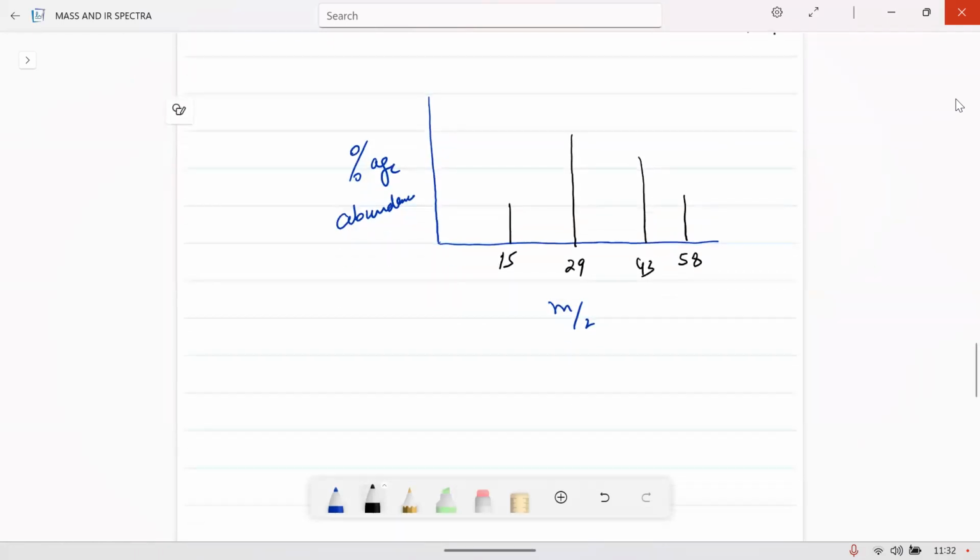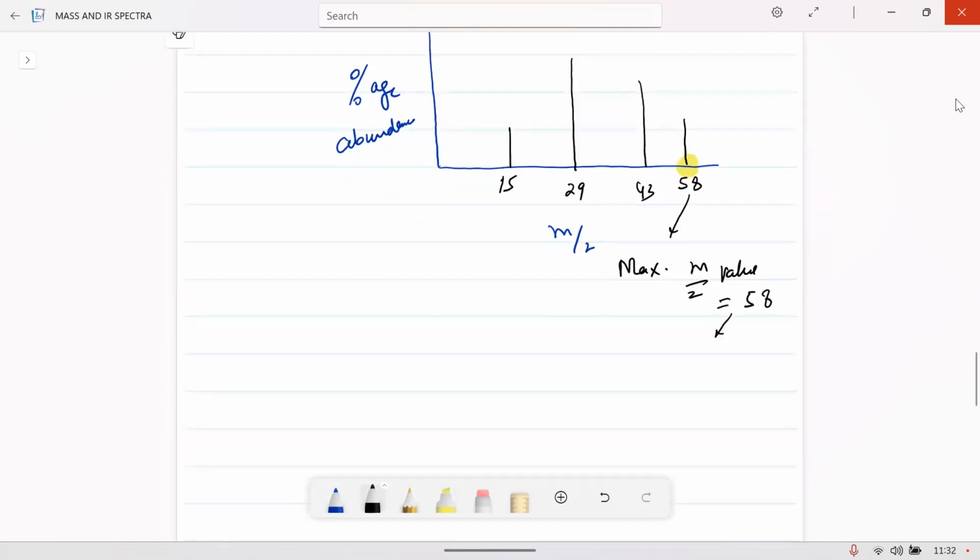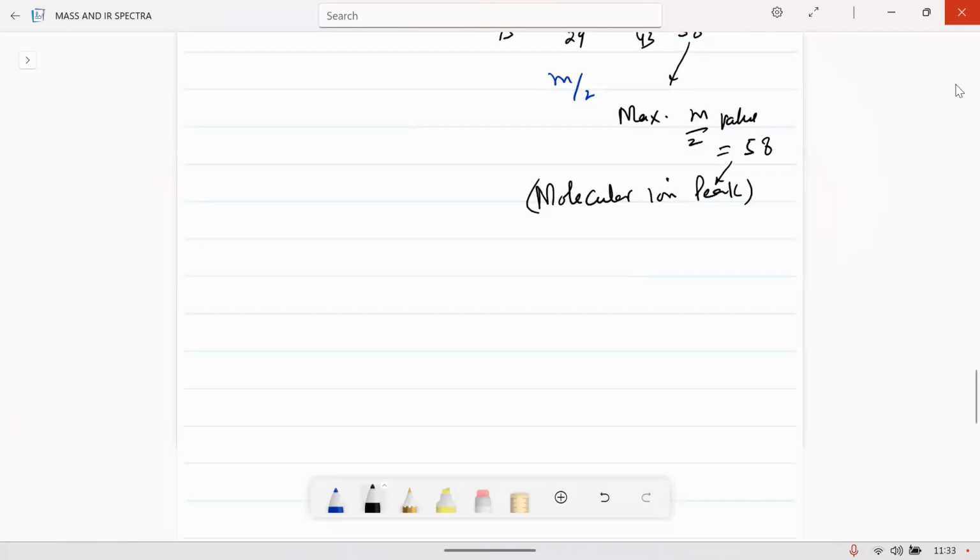First thing is, this is your maximum m by z value. So in this case, the maximum m by z value is 58. So this means this is your molecular ion peak, and you can find out the molecule from here. So right now, what information do you have? That X is an alkane. X has a molecular mass of 58. So we will be able to identify what is X.